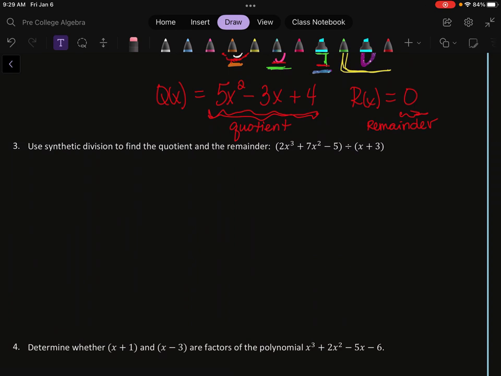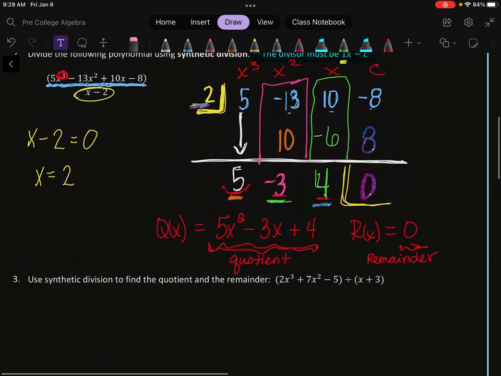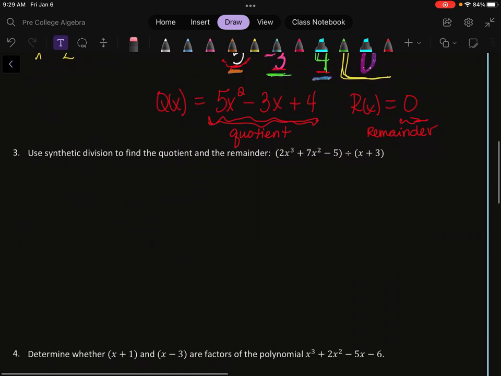Some people really like to just start off by writing these things out. Or some people like to start off by, all right, I'm going to put my little box here. What would the 0 be of this? It would be -3. And then I'm going to put the coefficients of this guy next to it.